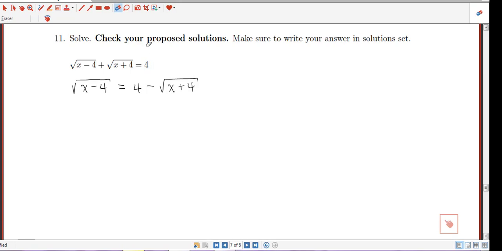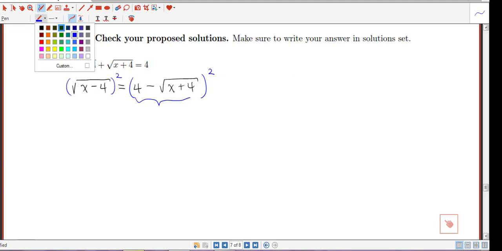Now, in order for us to get rid of that square root, again, what we need to do is raise both sides to the second power. Now, this is the step that you need to be careful. Please note that 4 minus the square root right here is one chunk of a number. So if you're going to square this, you're going to have to square the whole entire thing like that. Now the common mistake is this. I'll just write it in a different color. This is, don't do it.